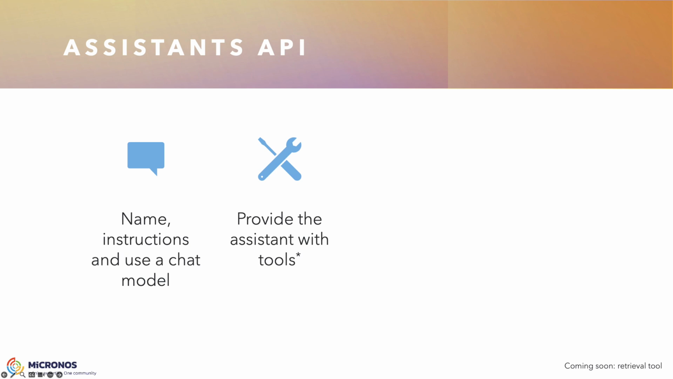Now, tools can be the functions I just talked about. That's the same as in the chat completions API. But in this case, also some built-in tools can be added. So the code interpreter tool I talked about a moment ago can be added by simply checking a box in the Azure OpenAI portal, for instance.